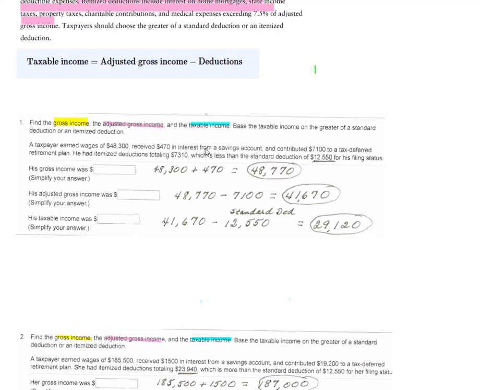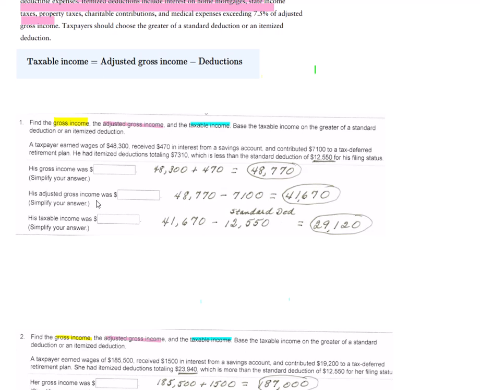Now, going on, it says these were your different forms of income. Now it says, and you contributed $7,100 to a tax-deferred retirement plan. That is an adjustment. You don't have to pay taxes on that now, but you will when you use it in retirement.